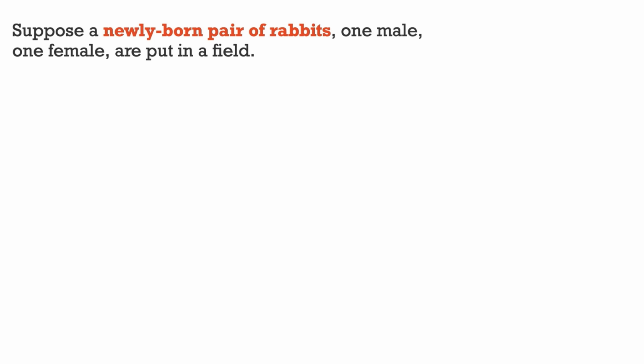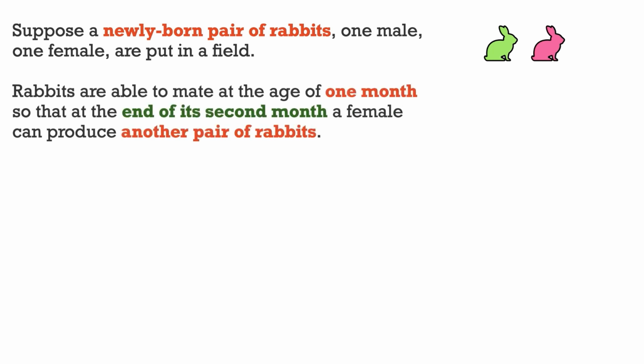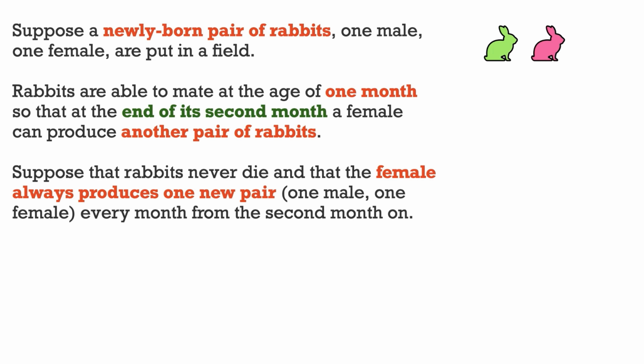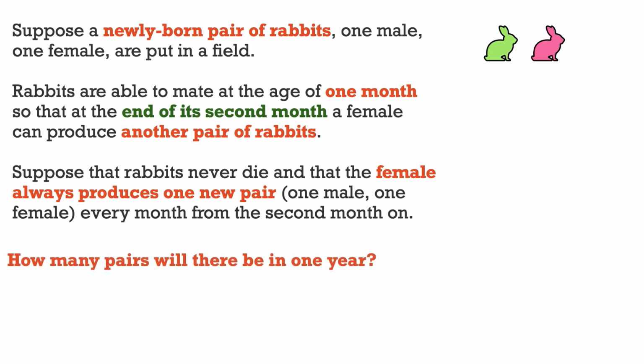Suppose a newly born pair of rabbits, one male, one female, are put in a field. Rabbits are able to mate at the age of 1 month, so that at the end of its second month, a female can produce another pair of rabbits. Suppose that rabbits never die and that the female always produces one new pair, one male and one female, every month from the second month on. How many pairs will there be in 1 year?